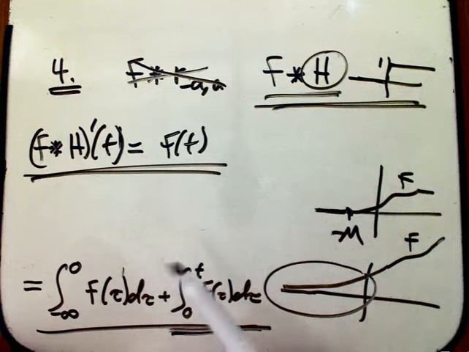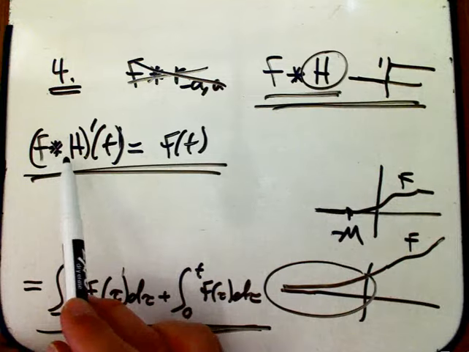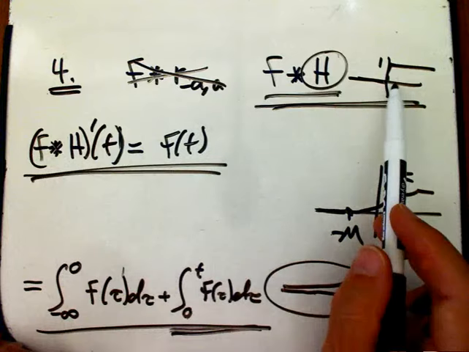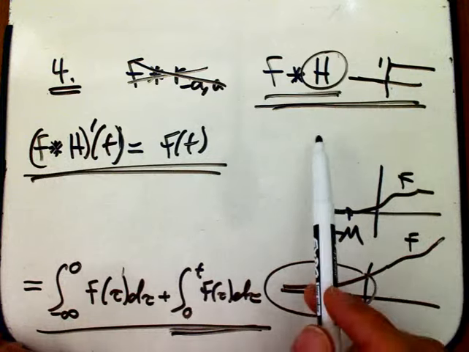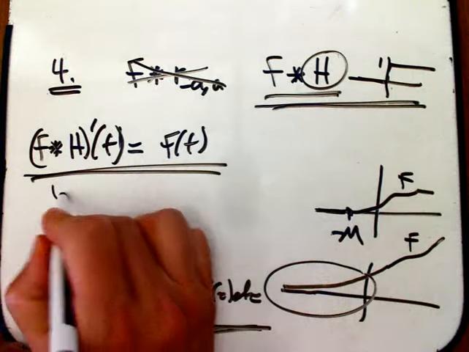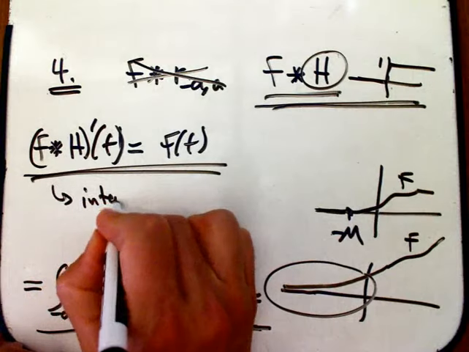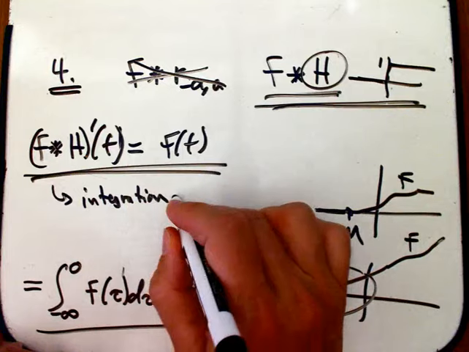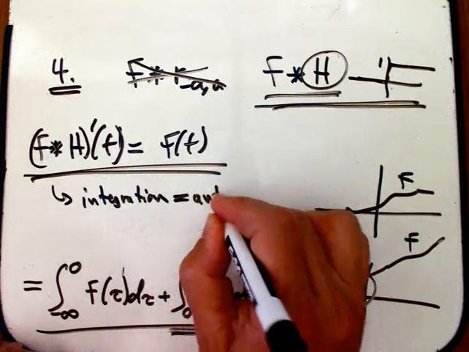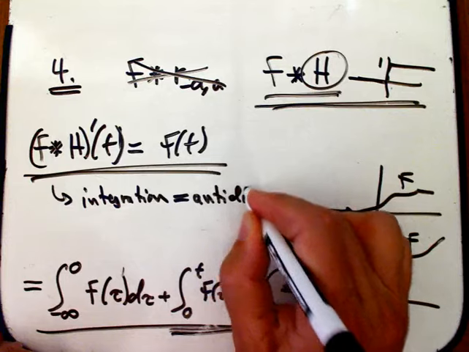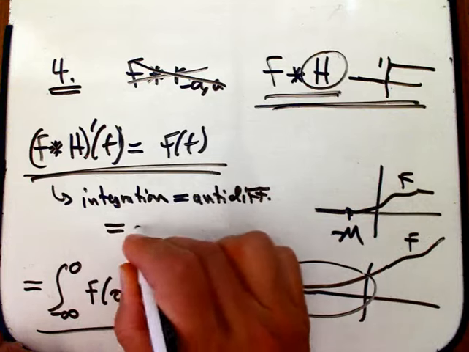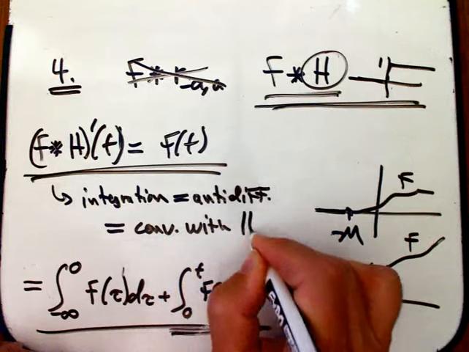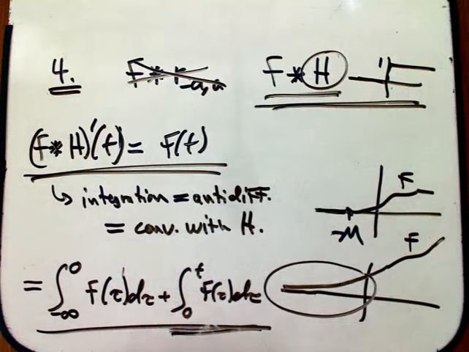But what's cool is it says that convolution in certain cases encodes other operations. Convolving with the unit step function is anti-differentiation. It is integration. So these are the two big ways to describe the second half of basic calculus. Integration is the same as anti-differentiation, and we've now found that it's the same thing as convolution with the unit step function. That's awesome and a good place to stop.